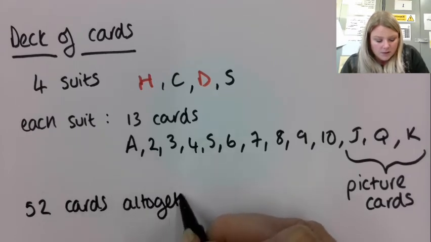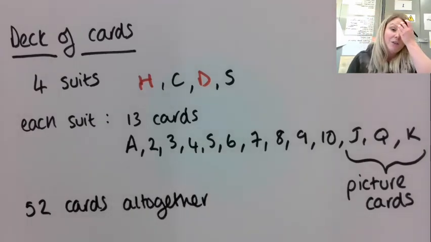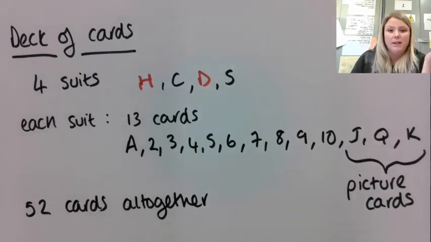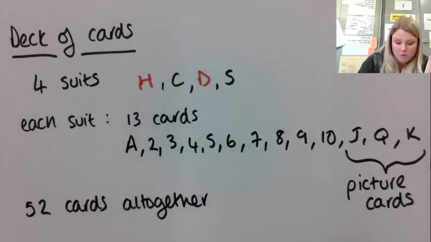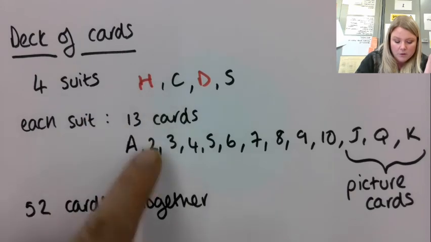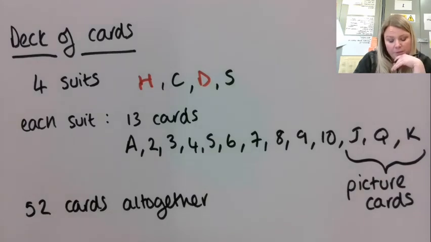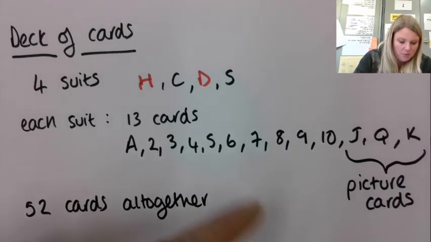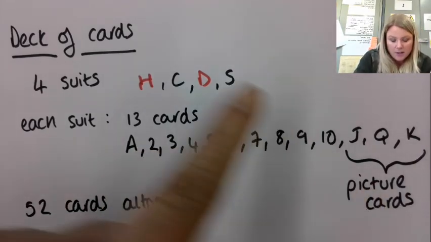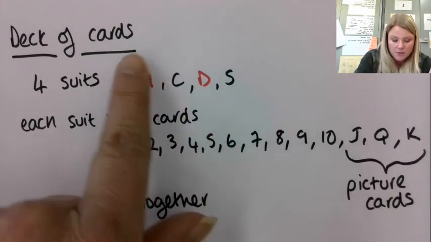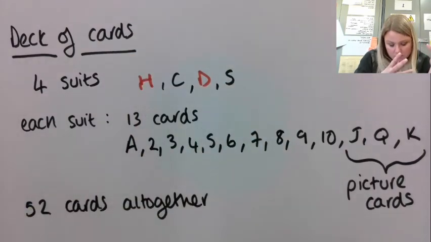Examples of what they might ask you could be, what's the probability of getting a red 2? There's going to be a 2 of hearts and a 2 of diamonds. They'll both be red, so it'll be 2 out of 52, which you would then simplify down. Or a prime number in a black suit: you would find all the prime numbers, and because there's 2 black suits, clubs and spades, get the total number.